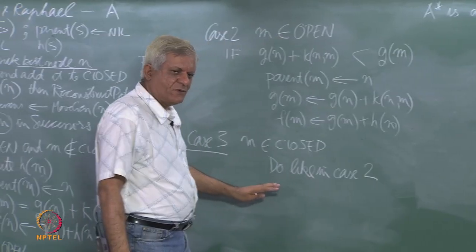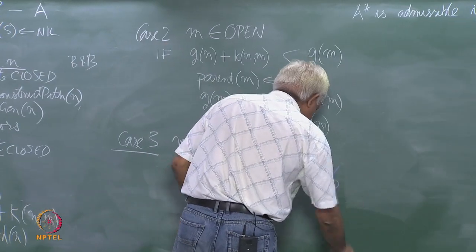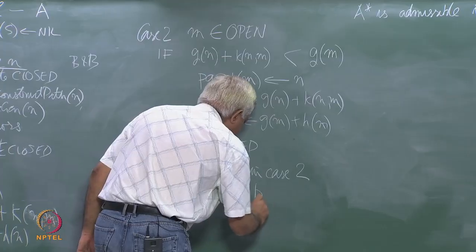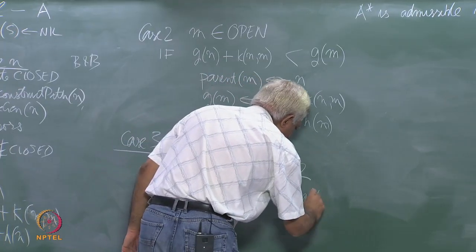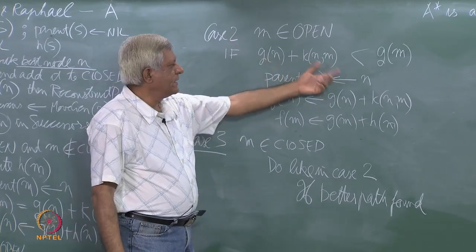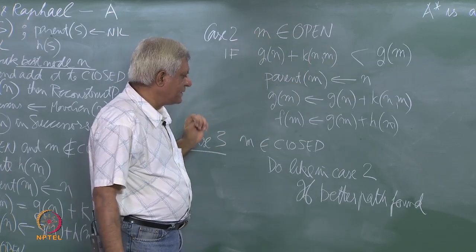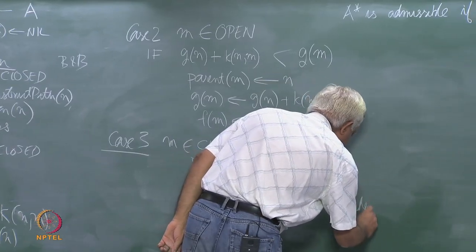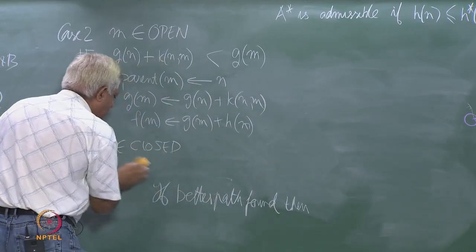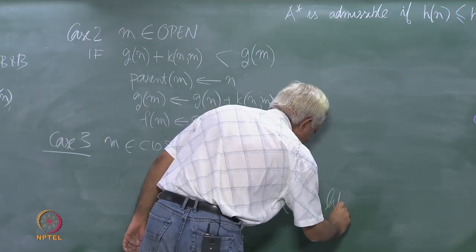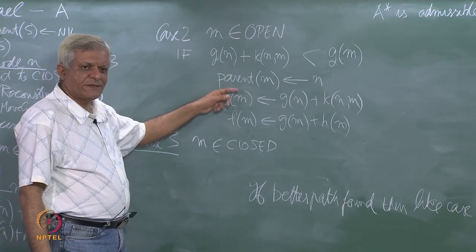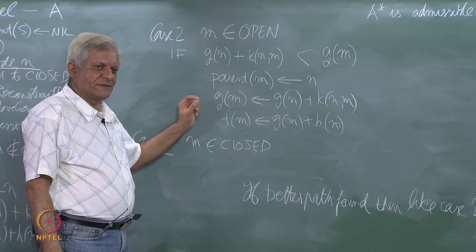So, do like in case 2. So, if better path found, which basically means this condition g of n plus k of n m is less than g of the old value of m, then like case 2, which means readjust the parent pointer, readjust the g value, but now the g value has changed essentially.